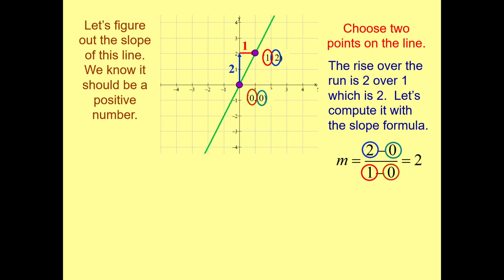The location of the point 0, 0. Go over 1, go up 2. Slope.